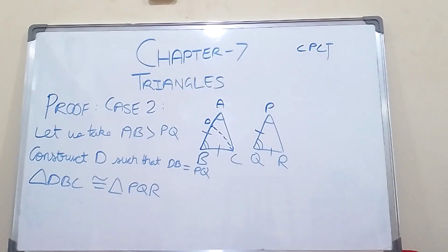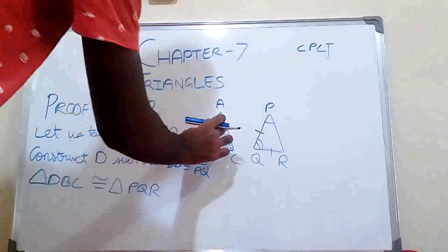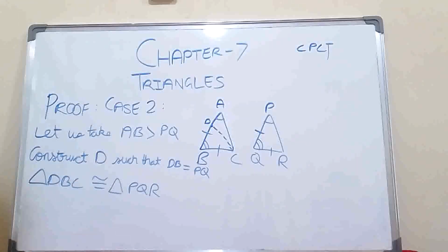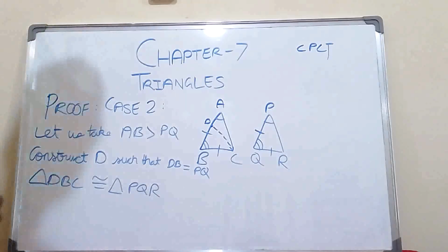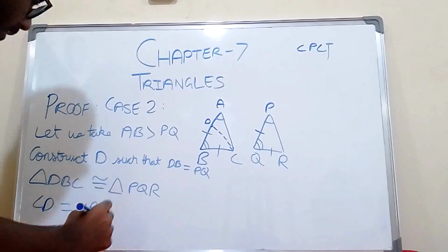So if we have two triangles which are congruent, it means that this triangle should overlap this triangle, and DBC can only overlap PQR when angle D is equal to angle P. So when two triangles are congruent, every part of each triangle is equal to the corresponding part of the other. The 6 parts of triangle DBC should be equal to the 6 parts of triangle PQR. So angle D equals angle P. Angle D equals angle P using CPCT.